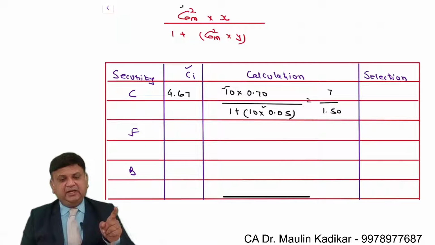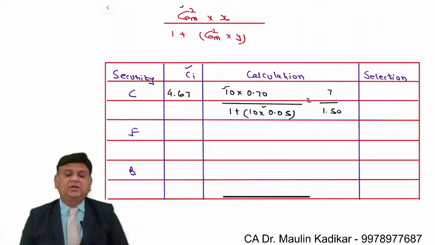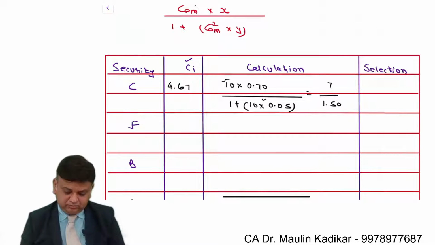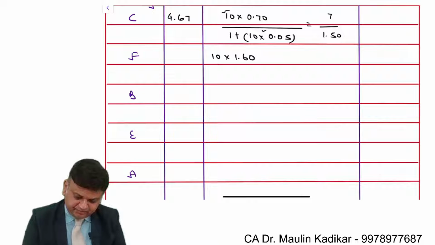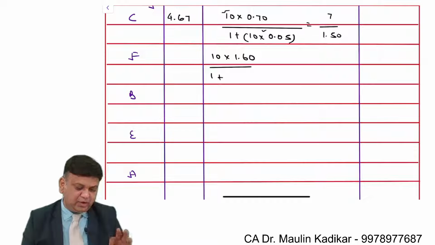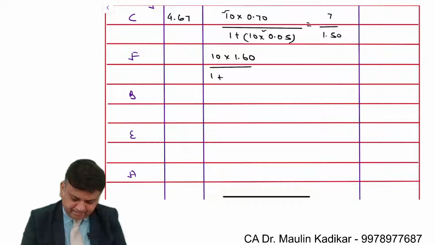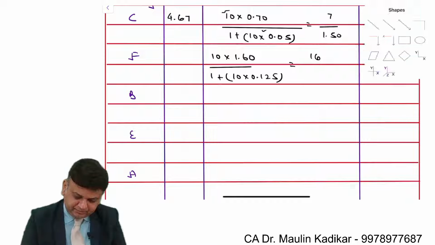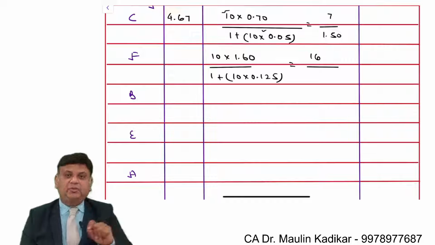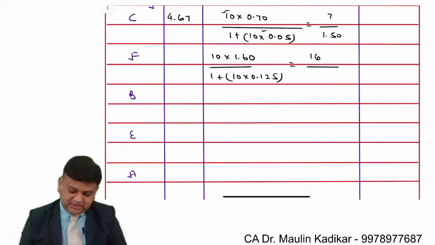For security F also, 10 into value of the X divided by 1 plus 10 into value of the Y. This is the way we are required to work out the answer. So for security F, 10 into value of the X, 1.60, divided by 1 plus 10 into the value of the Y, 0.125. So 10 into 1.6 is 16, divided by 10 into 0.125, which is 1.25, plus 1, that is 2.25.